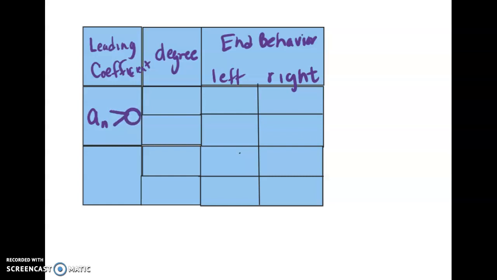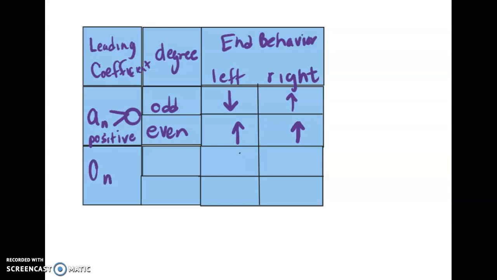So I'm going to say a sub n is greater than 0. We know that when a number is greater than 0, it means it's a positive number. If you have a leading coefficient that's positive and the degree is an odd degree, then the end behavior on the left is going to go down, and the right side is going to go up. If the leading coefficient is positive and the degree is even, then both the left and the right side, the end behavior will be up.